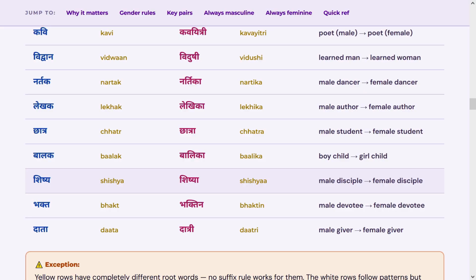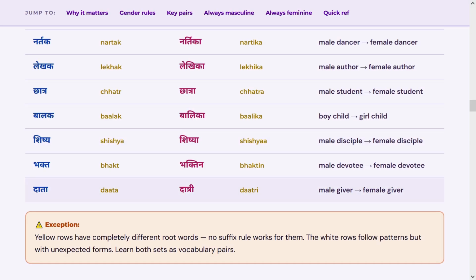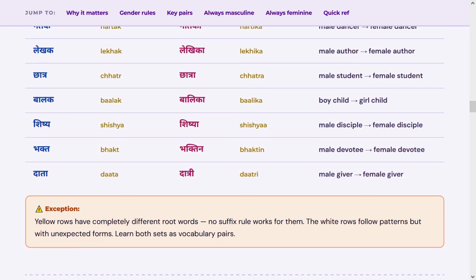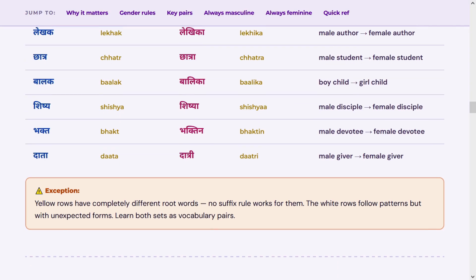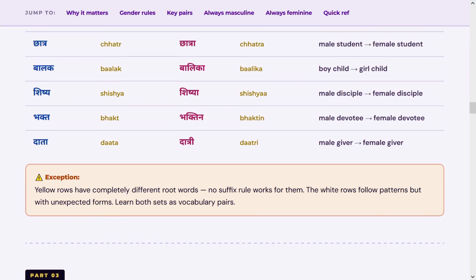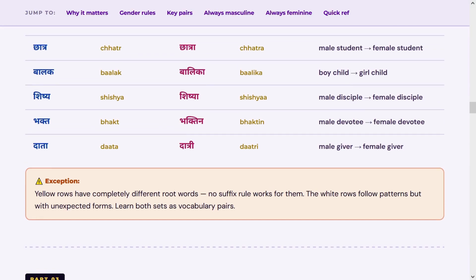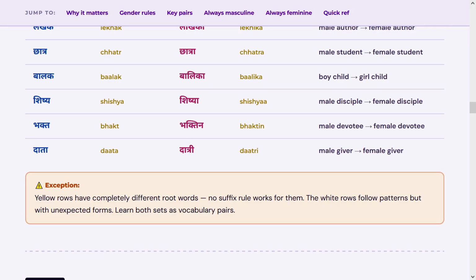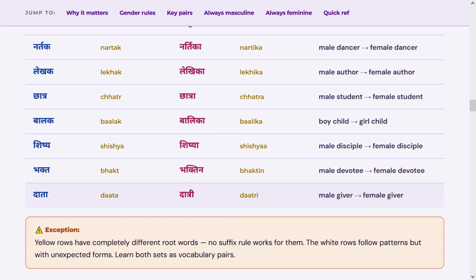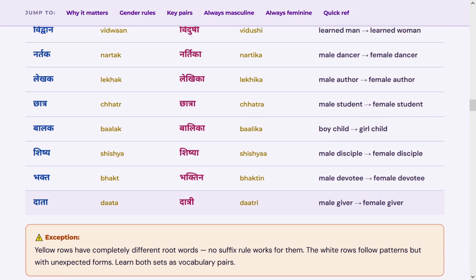Balak, Balika, boy child, girl child. Shishya, Shishya, male disciple, female disciple. Bhakt, Bhaktin, male devotee, female devotee. Data, Datri, male giver, female giver. Yellow rows have completely different root words. No suffix rule works for them. The white row follows patterns but with unexpected forms. Learn both sets as vocabulary pairs.